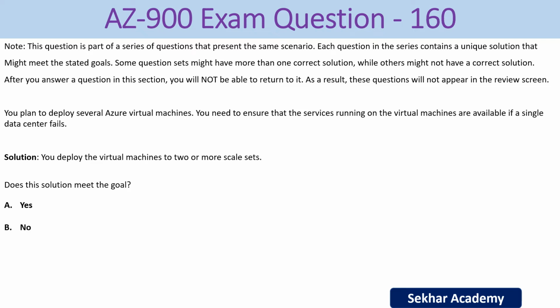AZ-900 exam question number 160. The question is the same as the previous question. The provided solution is: you deploy the virtual machines to two or more scale sets. Does this solution meet the goal? Again, the right answer is B, no. Even if you deploy the virtual machines to two or more scale sets or one scale set, this will not meet the goal, so you will not be able to recover or utilize these services. The right answer is B, no.